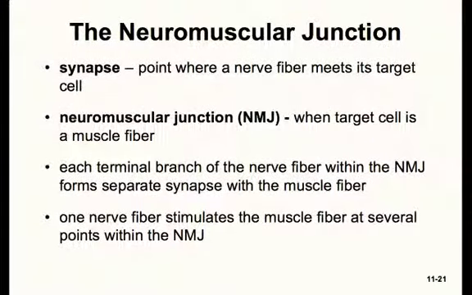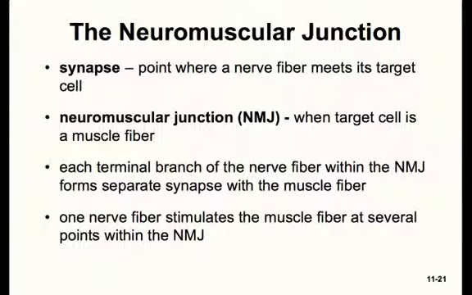The point where a nerve fiber meets its target cell is called a synapse. When the target cell is a muscle fiber, that's called a neuromuscular junction or motor end plate. Each terminal branch of the nerve fiber within the neuromuscular junction forms a separate synapse with that muscle fiber.